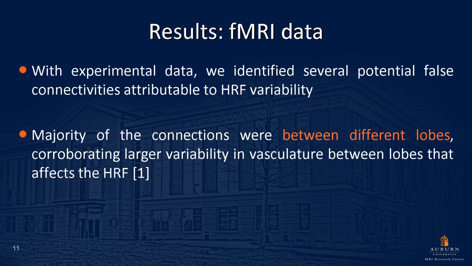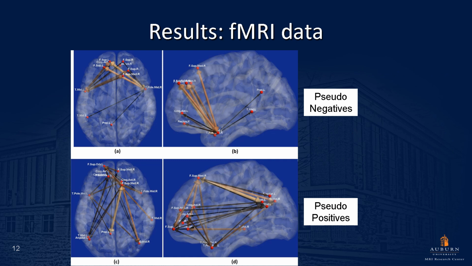Let's move on to results from experimental fMRI data, wherein we identified several potential false connectivities attributable to HRF variability. The majority of the connections were between different lobes, and we think this is probably because of larger variability in vasculature between the lobes, which affects the HRF. So the next slide shows where these connections are. And as I was saying, you can see they are all between different lobes. The top row shows pseudo-negatives, and the bottom row shows pseudo-positives, and it's noteworthy that there are more pseudo-positives than pseudo-negatives.